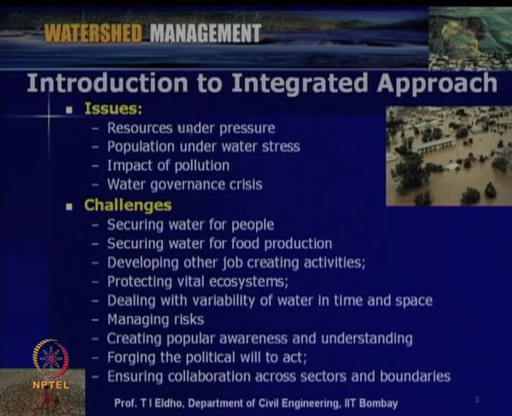So, with respect to these issues, what are the challenges when we discuss integrated watershed management? Some of the challenges I have listed here: securing water for people, so people should get sufficient water in good quantity and quality. Then securing water for food production, that means for agricultural activities. Then developing other job creating activities within the watershed. Then protecting the vital ecosystems.